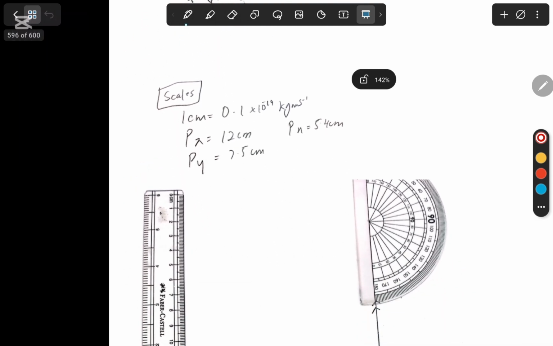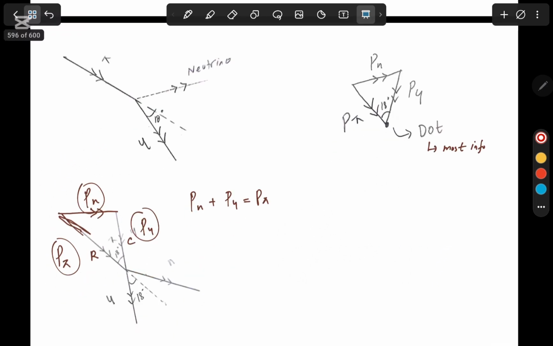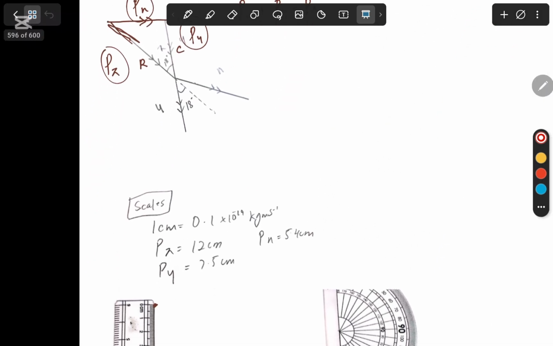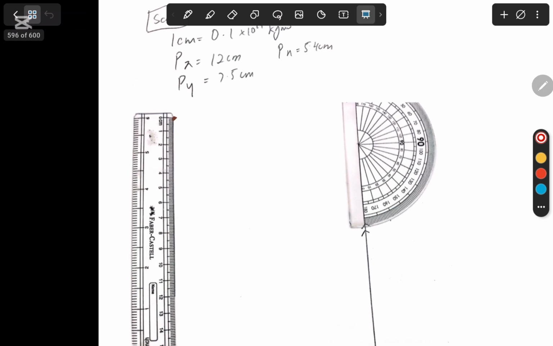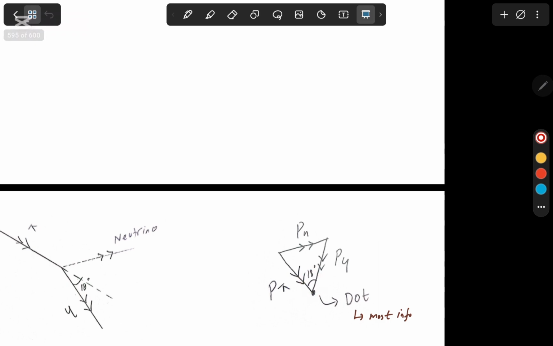Okay, then remember our dot. This is our dot. And then from the dot, I'm going to draw a line like this, which is going to be showing the momentum of pion, and that line will be 12 centimeter. So I draw that line, 12 centimeter here. And then remember the angle. So I'm going to get an 18-degree angle.